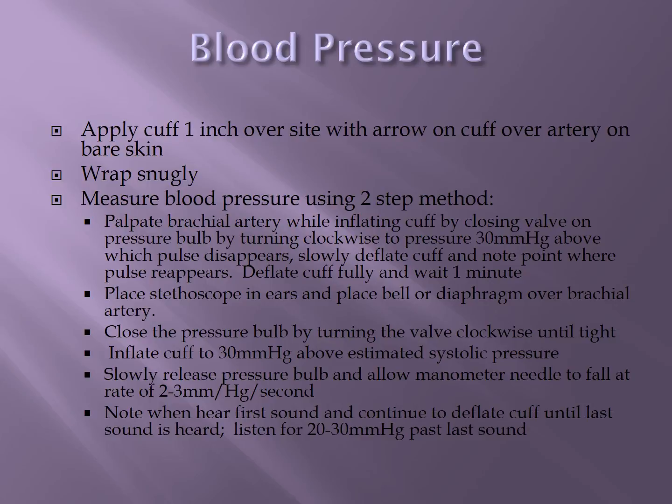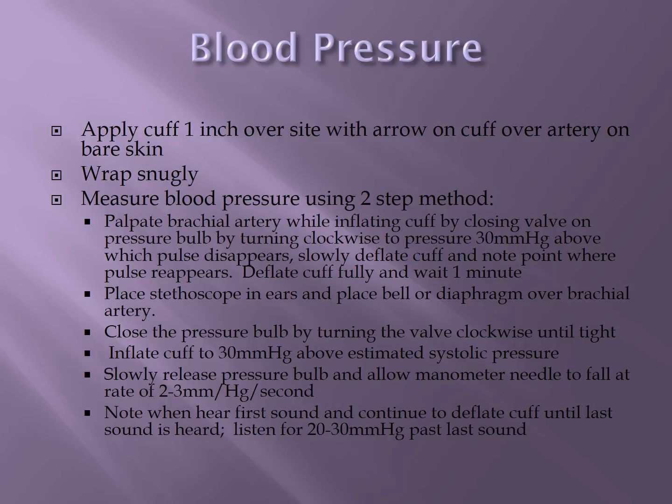And then you inflate the cuff 30 millimeters of mercury above what that systolic pressure was when you palpated for the systolic pressure. After you have it inflated to the point you need to have inflated, so let's say that my palpated systolic pressure was 120. I'm going to inflate the cuff to 150, and now I'm going to slowly release the pressure bulb and allow the needle to fall at 2 to 3 millimeters of mercury per second.